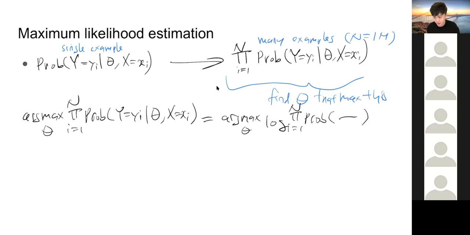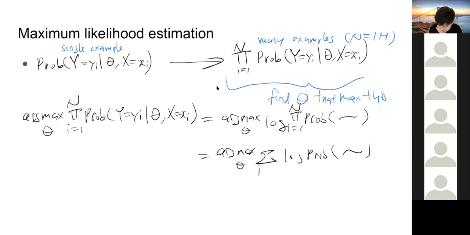And what's nice about log? Why do we use log at all? Because when you take the log of multiplications inside, it becomes a summation. So this is exactly equivalent to the summation of the log probability of the same thing, where now we have translated this product into a summation, right?